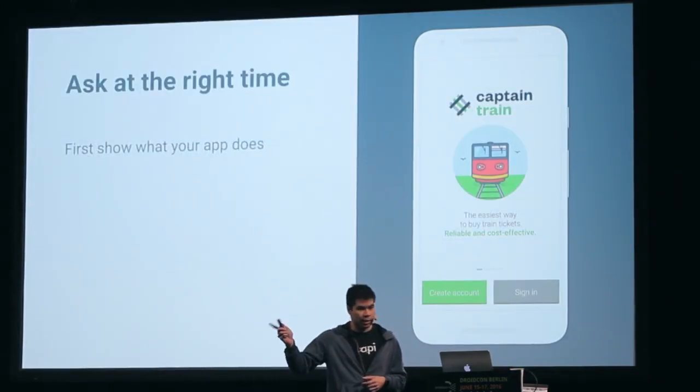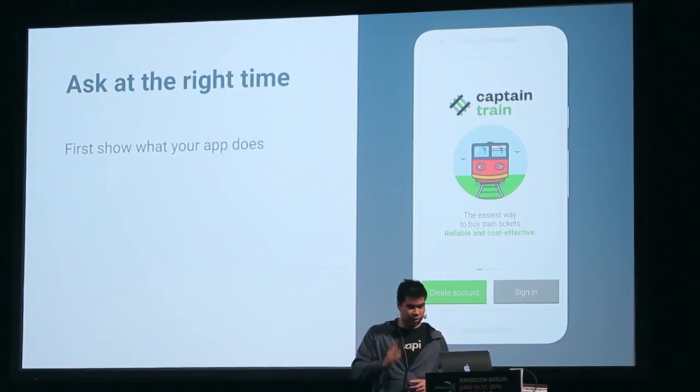So this is an example of Captain Train, which is in France. Developers that we know well, they work closely with Google. And they've added a little bit here that says what their app is about, what it does, as well as having the standard sign-in options. So that's pretty easy, and that doesn't even take that much work.